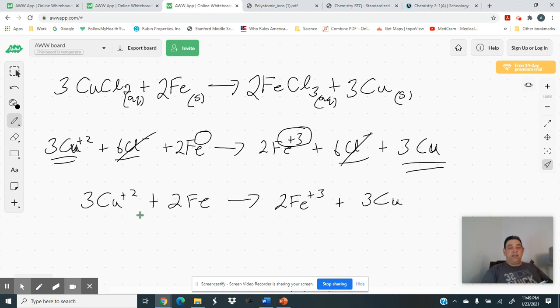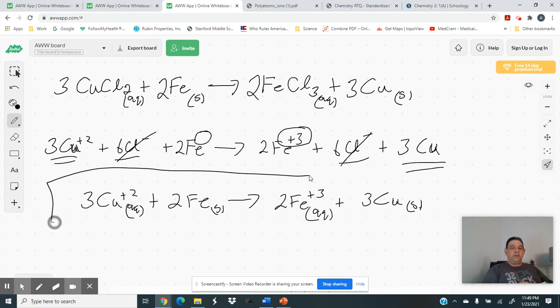And then once again, we can go ahead and put the states of matter. The copper ion came from the copper chloride, which was aqueous. Whatever the state of matter was there, you can put it down here. The iron was solid. Over here, the iron ions came from the iron chloride, which is aqueous. And over here, copper is solid. Okay. And so this would be our net ionic equation for this one.